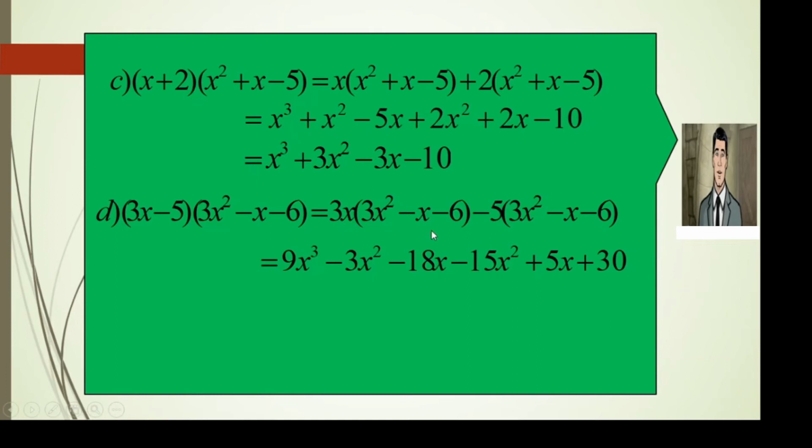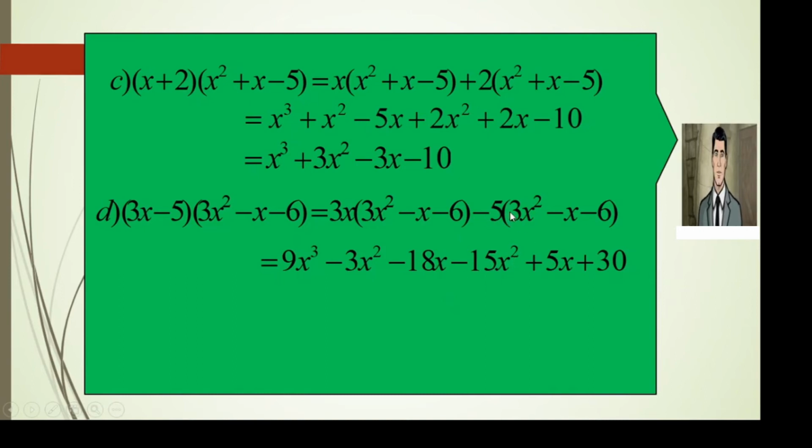Then distribute 3x inside this quantity. So multiply first the numerical coefficients, 3 and 3. That is 9. Then multiply x and x squared, and that is x cubed, adding the exponent. Then multiply 3x times negative x. So it becomes negative 3x squared. Multiply 3x times negative 6. It becomes negative 18x.